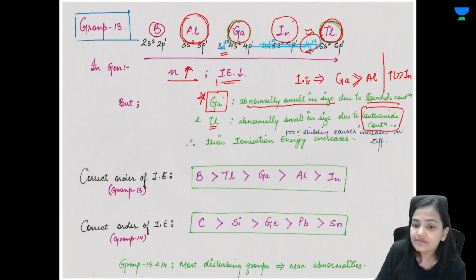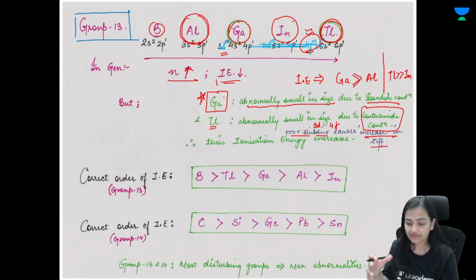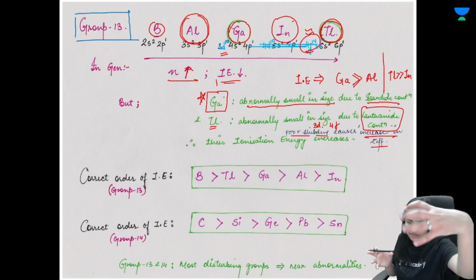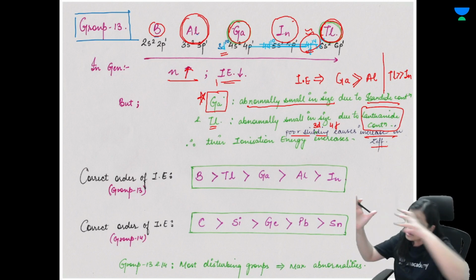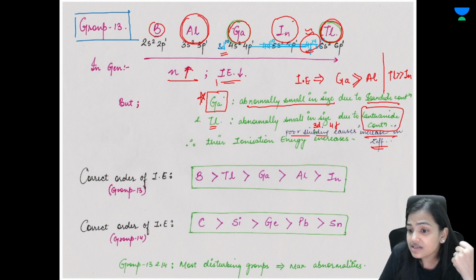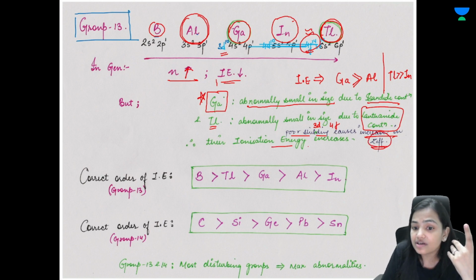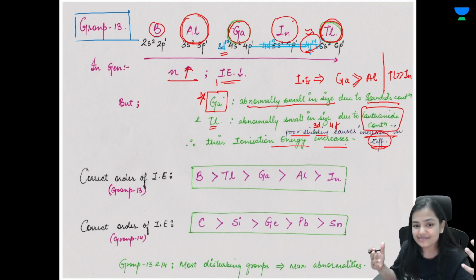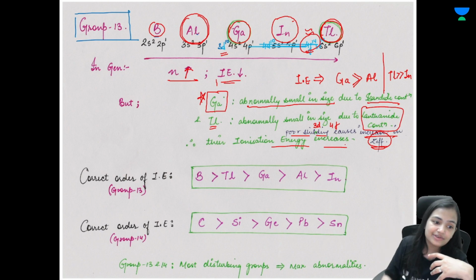So basically whenever there is poor shielding because of the 3d or the 4f electrons, this increases the Z effective. If there is poor shielding by the inner electrons, the nucleus will be able to attract the last electron more strongly. So here the Z effective increases, and therefore ionization energy increases. More energy is required to remove an electron.